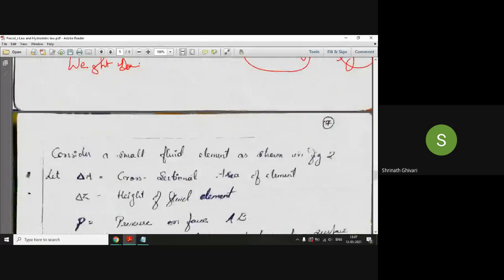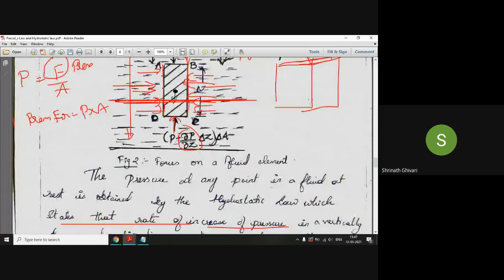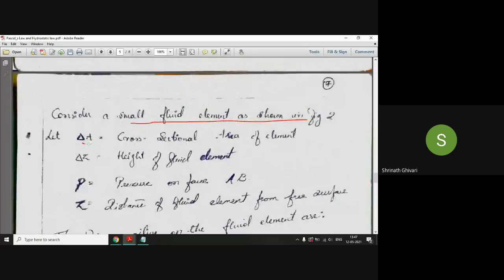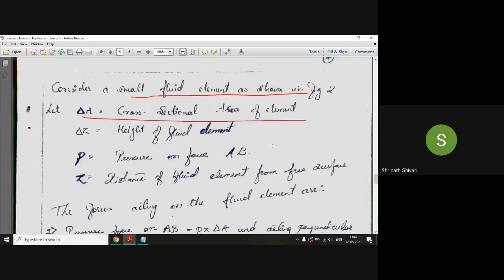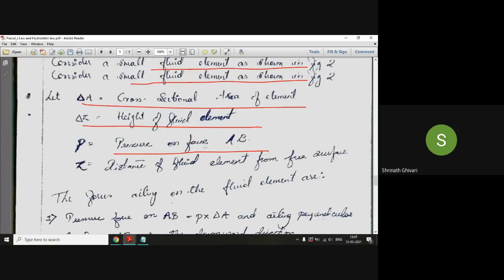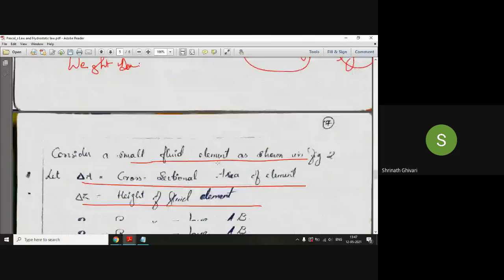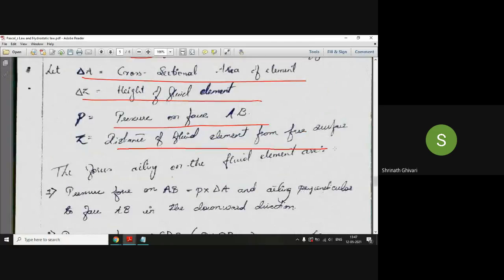Now, how to derive this? Consider a small fluid element as shown in figure 2. Delta A is the cross-sectional area of the element. Delta Z is the height of the fluid element. P is the pressure force acting on face AB. Z is the distance of the fluid element from the surface. Whatever the distance of the fluid element from the surface is, that is Z.